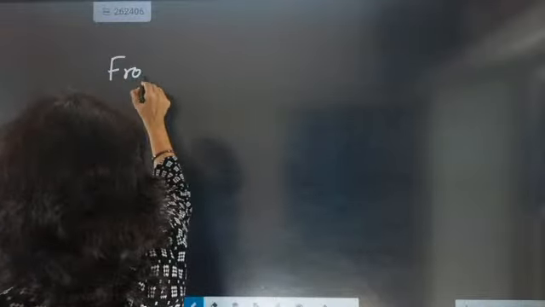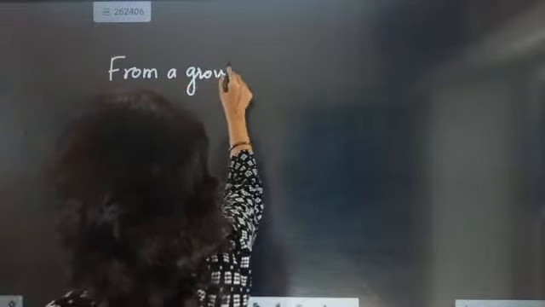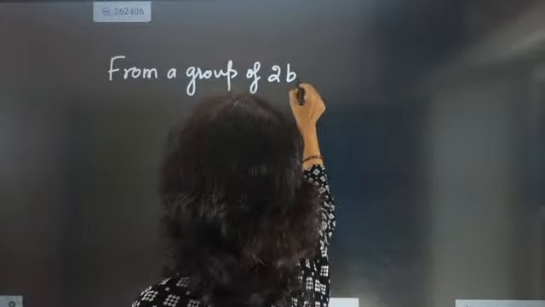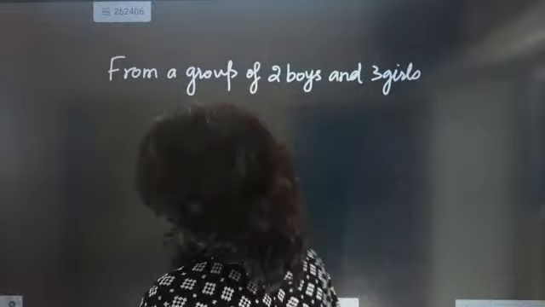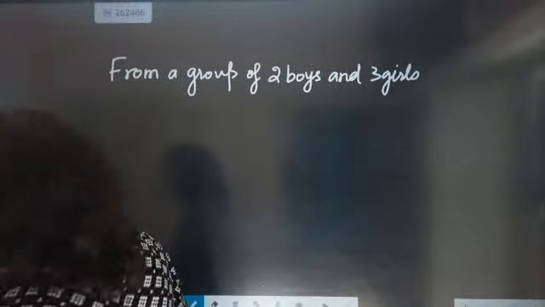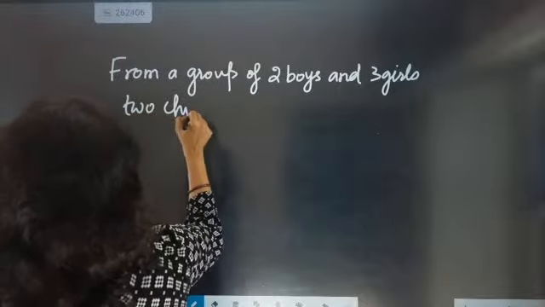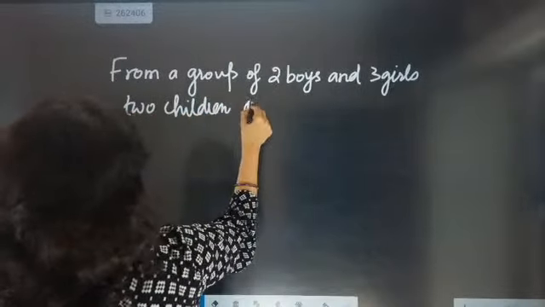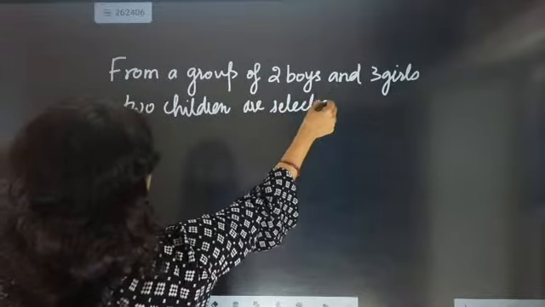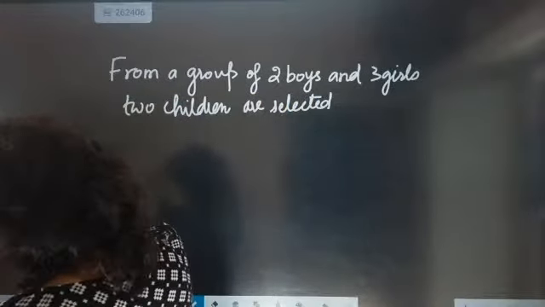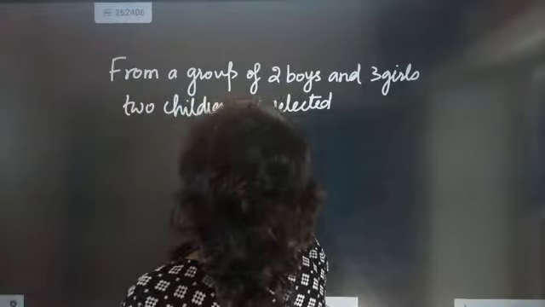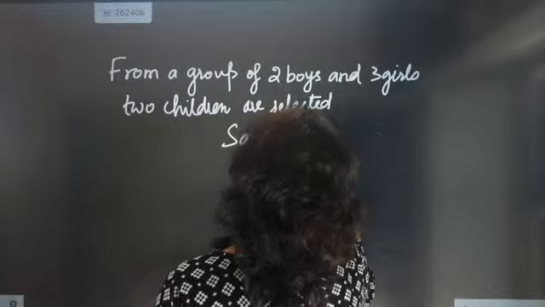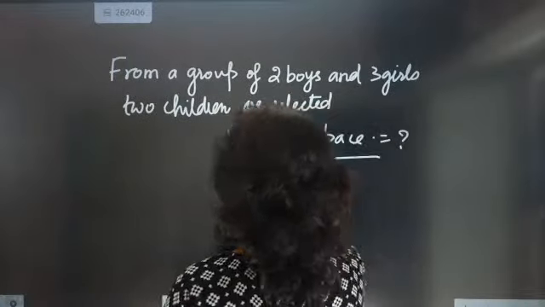From a group of 2 boys and 3 girls, 2 children are selected. Find the sample space associated with this random experiment. You have to find the sample space. Come on, make the sample space. What could be the sample space?